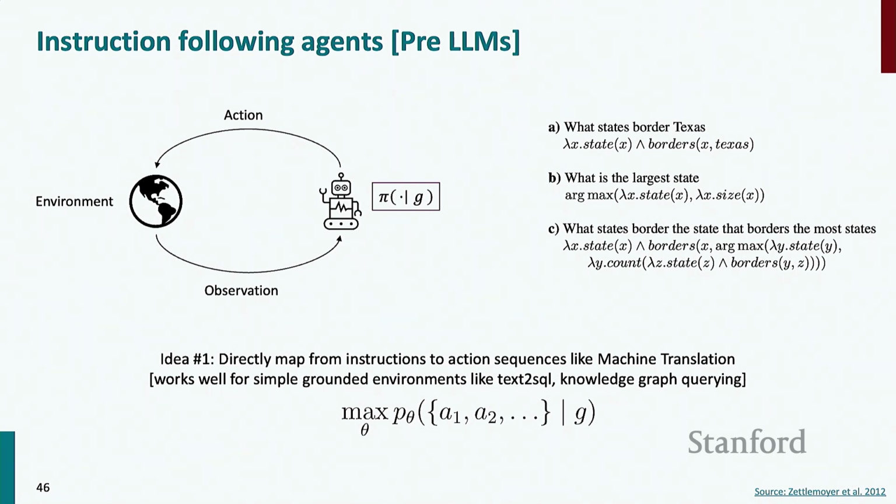And idea number one that people looked at was to treat this almost like machine translation. So you have a source language, which is English commands, and then you have a target language, which is these meaning representations or logical forms. And then you could apply the same machinery from assignment 3 to build a natural language interface here. So you directly maximize the probability of a sequence of actions given a goal or a command.